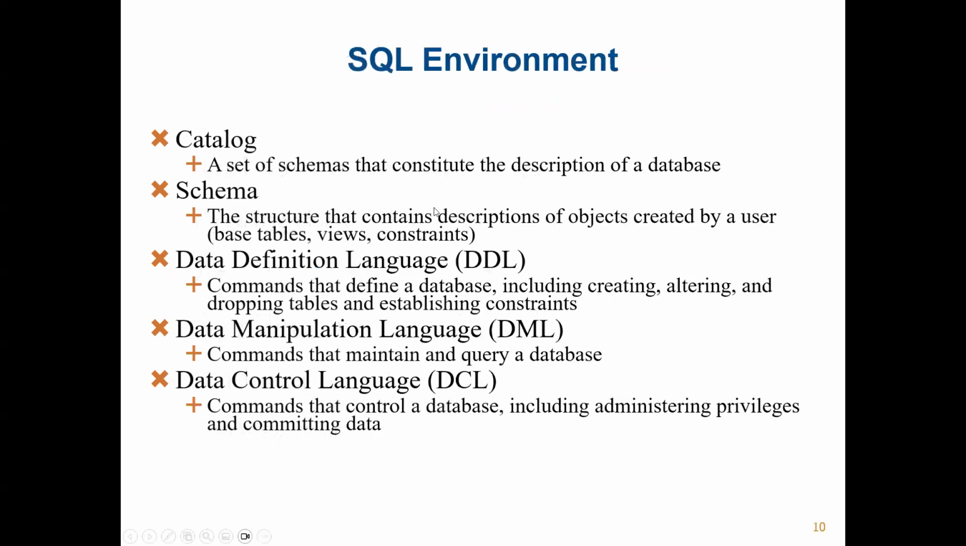Okay, so this is the SQL environment. First, we have what we call the catalog. This is a set of schemas that constitute the description of a database. Then we have the schema. This is the structure that contains descriptions of objects created by a user. Examples can be tables, views, and constraints.